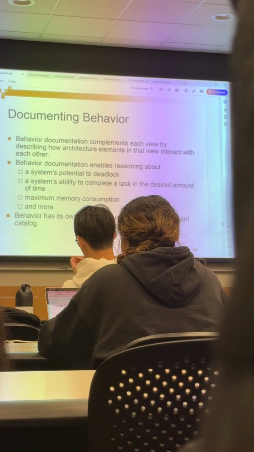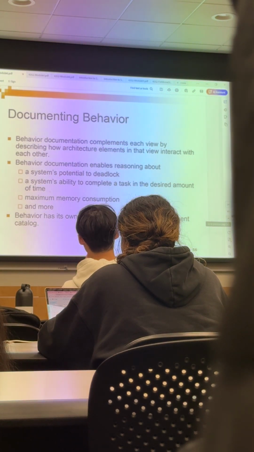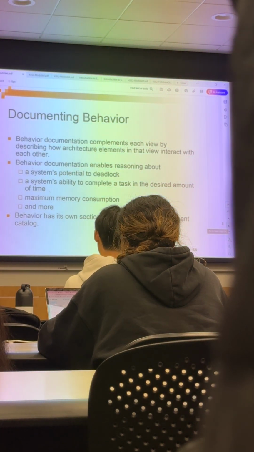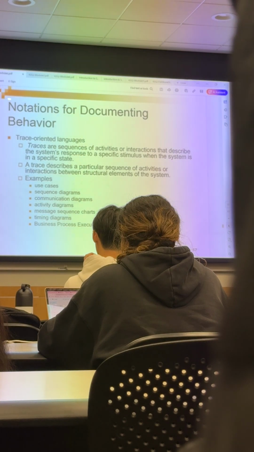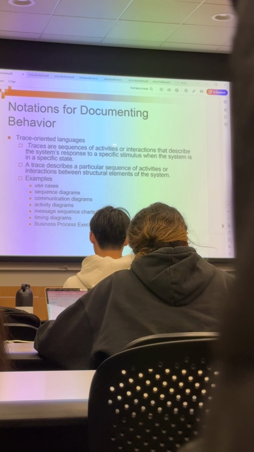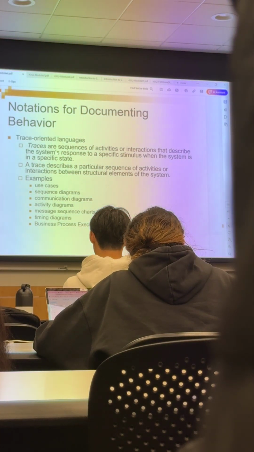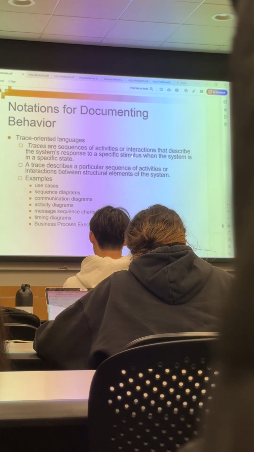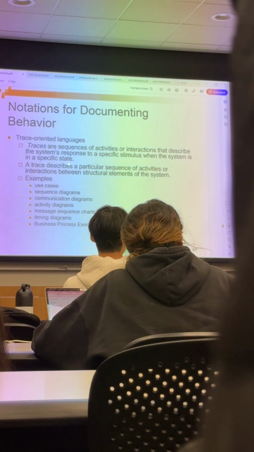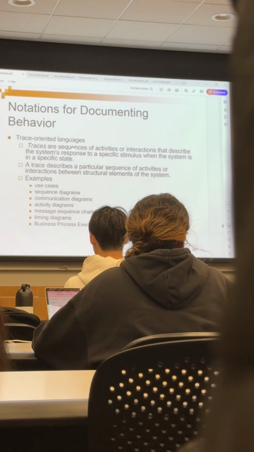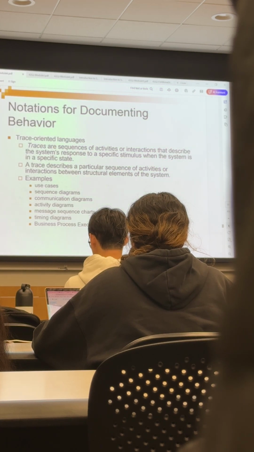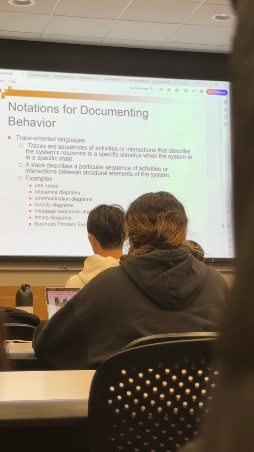So then documenting behavior, this is the second piece of it. Documenting behavior, we need to add this, but this is what shows performance. This is capturing all the other QAs that maybe our structure will not catch or show. So notations for documenting behavior are the so-called trace-oriented languages. These traces are activities, they are interactions that will show how the system interacts with stimuli and so on. It also shows state information. So this is what we use to describe behavior, right? And these are some of the examples: use case diagram, sequence diagram, and so on that we use to show behavior. That's what we capture.